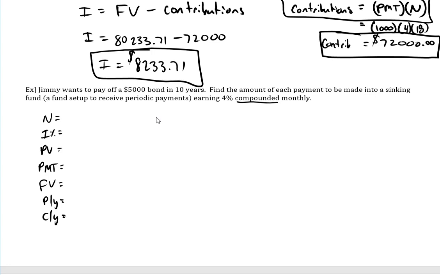So Jimmy wants to pay off $5,000 in 10 years. We're going to find the amount of each payment to be made into a sinking fund, which is a fund set up to receive periodic payments. So let me underline that in purple: find the amount of each payment. That means this is what we find, and I'm just putting 0 there as a placeholder. The payment is what we're finding, and 0 is just a placeholder.